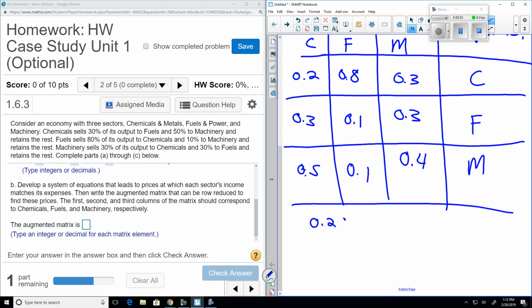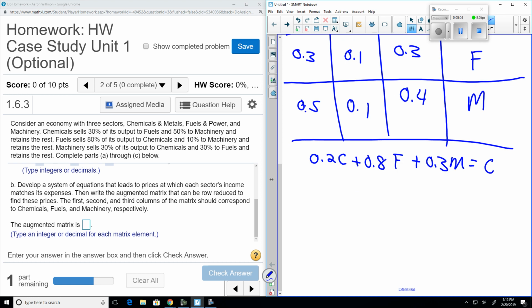0.2C plus 0.8F plus 0.3M equals C. Just like that. And C is going to be the price. That's C and that's C on this side. They are the same. So then second equation, third equation.